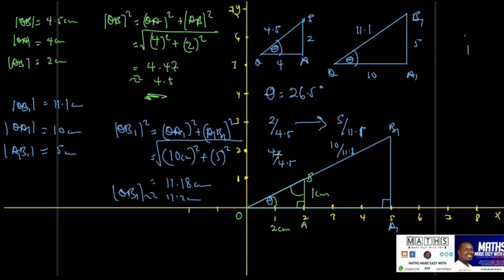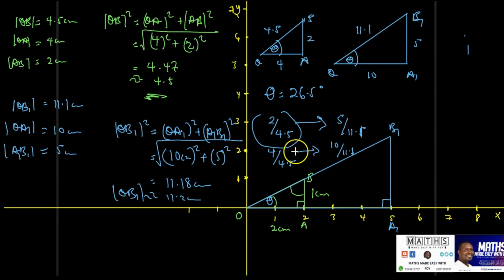Let's take the next one. 4 divided by 4.5. What are we getting? 0.8. Okay, and then 10 divided by 11.1. 0.9. So it's also slightly connected to that. If you approximate it to one decimal place, you realize that they relate.